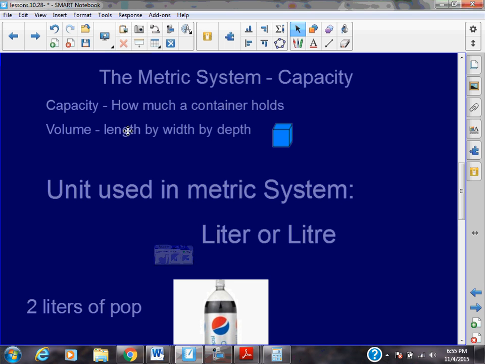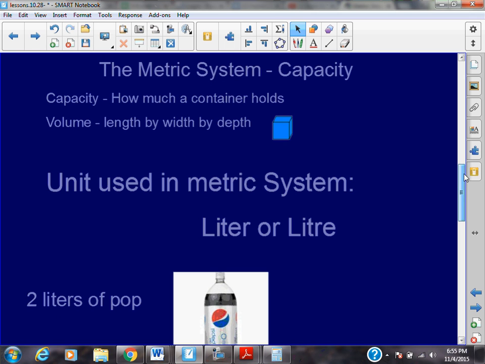So volume is how many of these cubes, you might even hear people say cc's, they mean cubic centimeters, it takes to fill up a container. So both of these things have to do with how much will fit in a container.